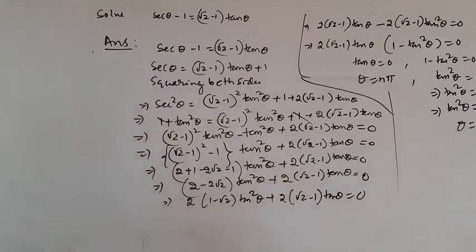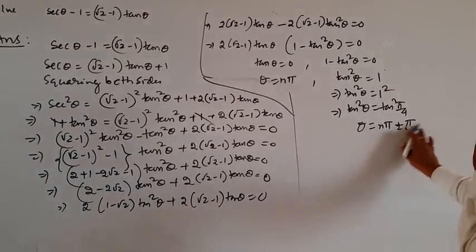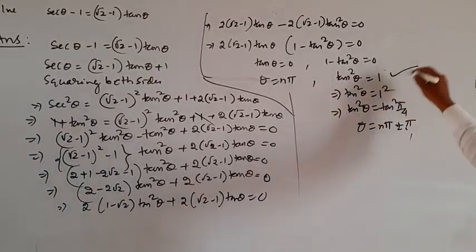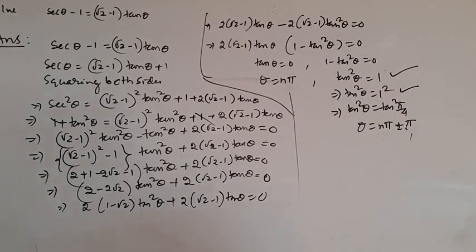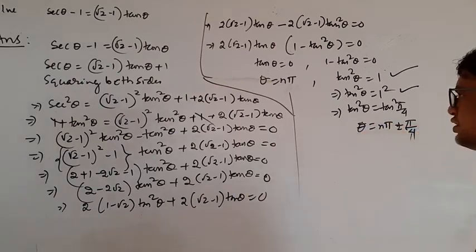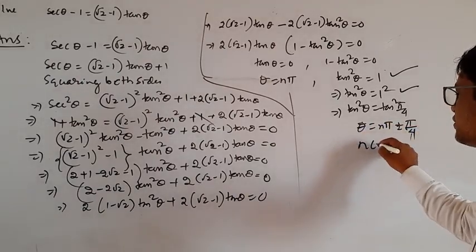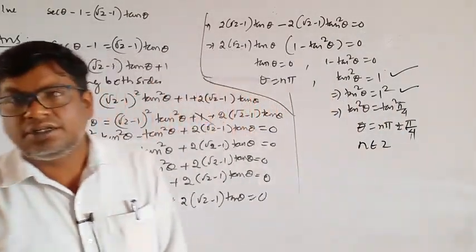Theta is equal to what? Tan square theta is equal to 1 square, tan square theta is equal to tan square pi by 4. Theta is equal to n pi plus or minus pi by 4. N belongs to Z. This is the solution of this question. Now another question.